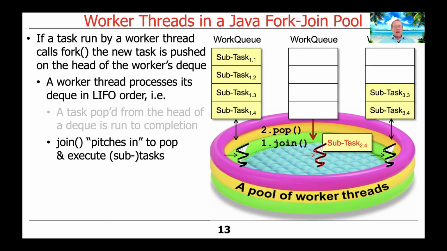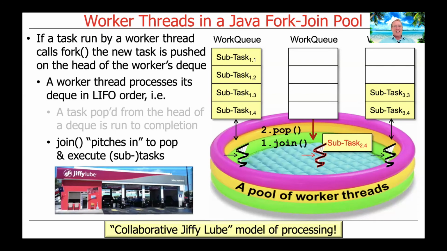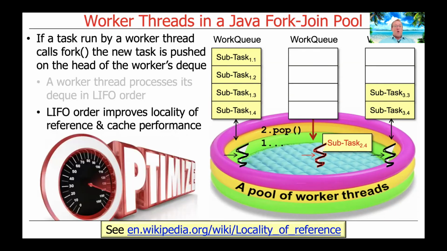And remember that join will pitch in to pop and execute subtasks. So that's what join does. It'll pop the subtasks and run them until things are done, which is that collaborative Jiffy Lube model of processing we talked about before. So why is it the case that the worker threads in the Java fork join pool use LIFO in order to handle the work that they're given?